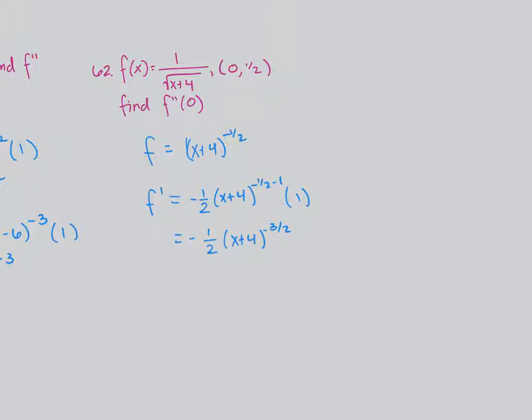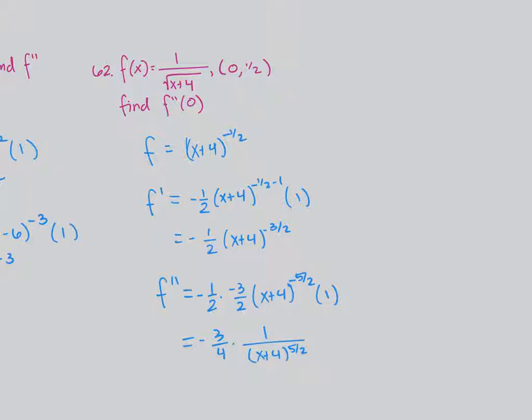Okay, and so when you bring stuff up, make sure you watch your signs because that does change your answer quite a bit. And then, now that I have my first derivative, I need to take my second derivative, which will be negative 1/2 times negative 3/2 (x plus 4) to the negative 3/2 minus 1, which is negative 5/2. And then the derivative of the inside is still 1. So this simplifies to negative 3/4 times 1 over (x plus 4) to the 5/2. And then that 1 is there, just implied.